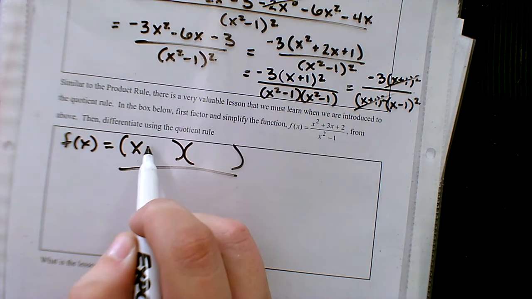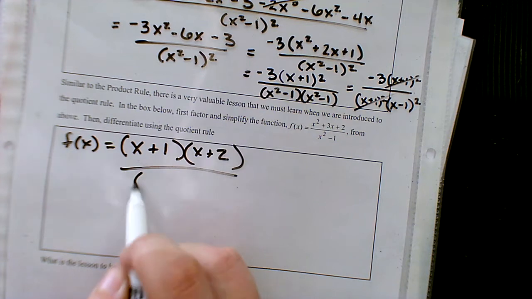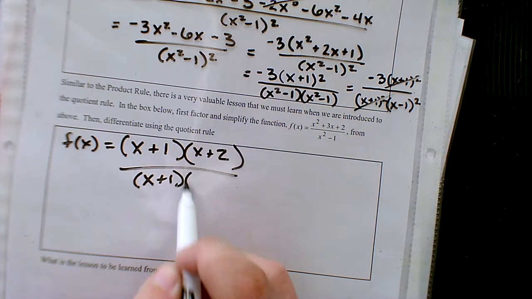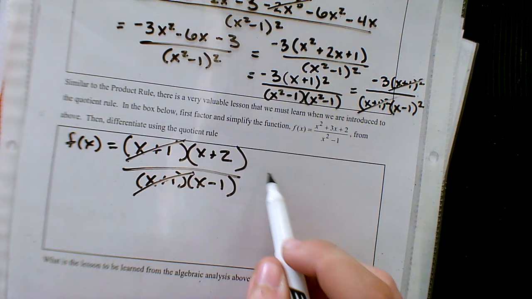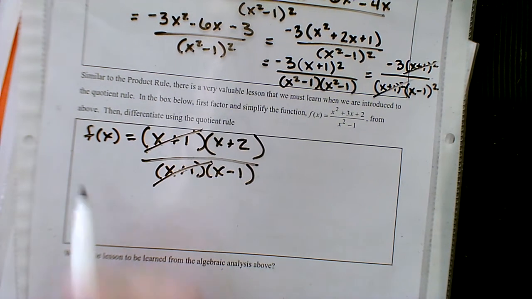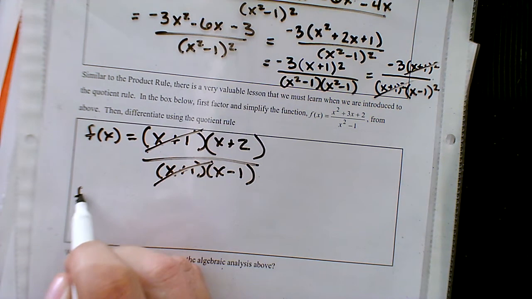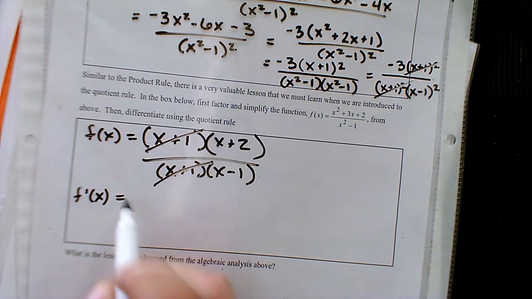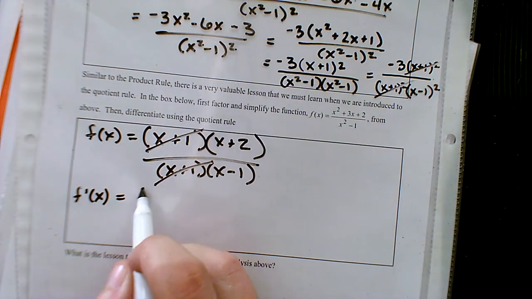So Tyler said the top factors is x plus 1, x plus 2. Bottom factors, x plus 1, x minus 1. X plus 1's cancel. So we have x plus 2 over x minus 1. So if this is what the original simplifies to, let's see if we can find the derivative of that remaining function. So it's still a fraction.